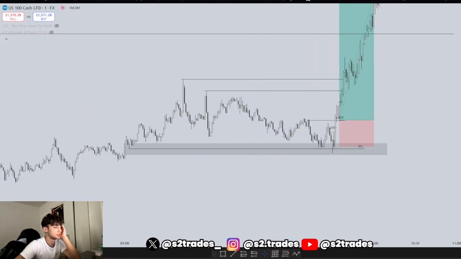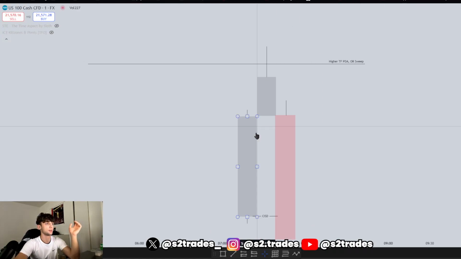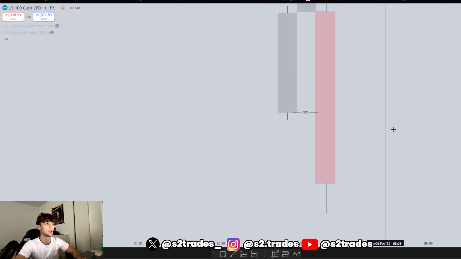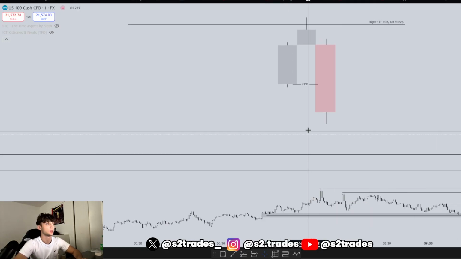What else is there about change state delivery? There's nothing really. It's a very simple concept. Just take a line from the body of the closing candle before a reversal, or the series of closing candles before the reversal. Now let's say there's another bullish candle right here. Your new change in state delivery would be down there.